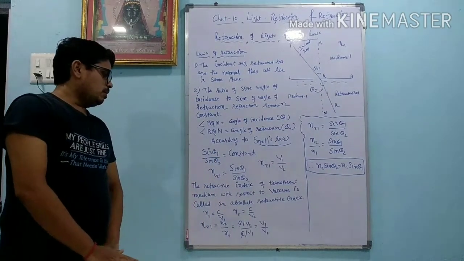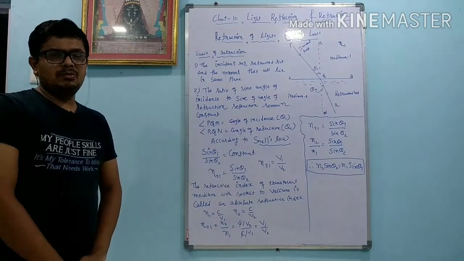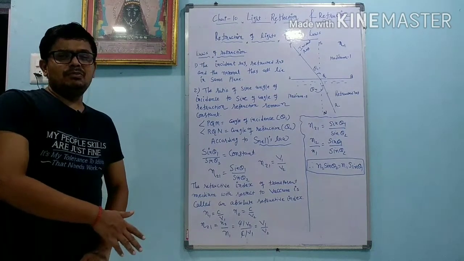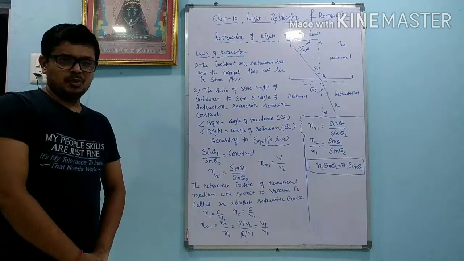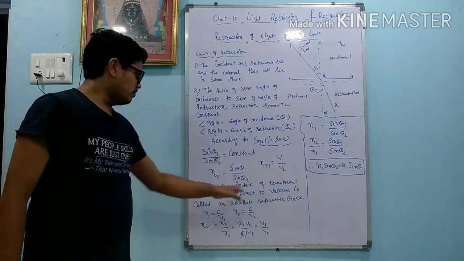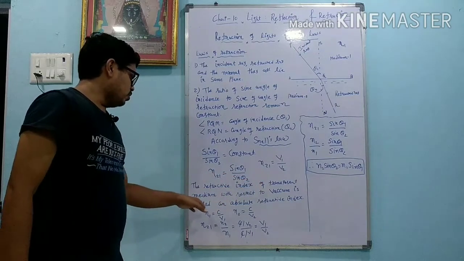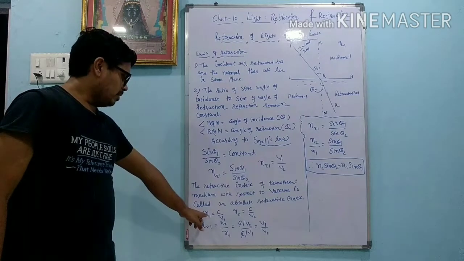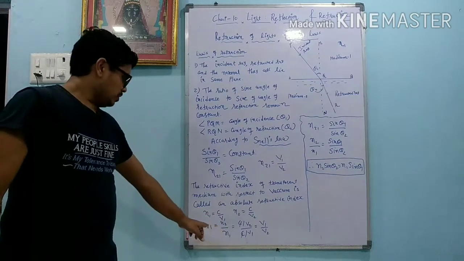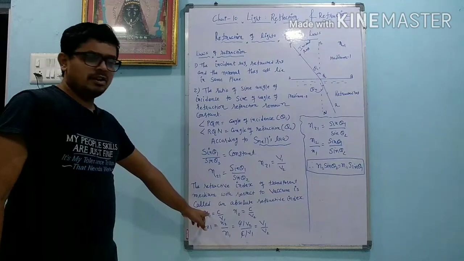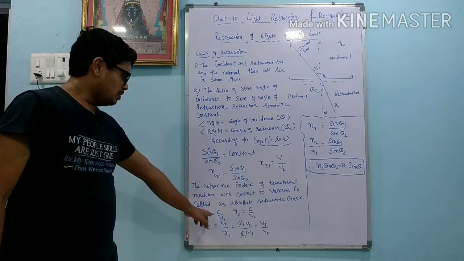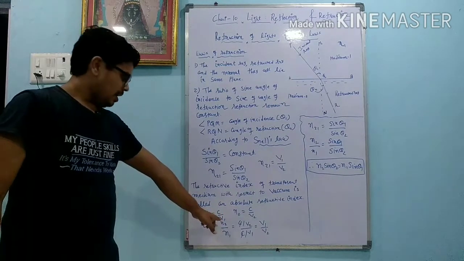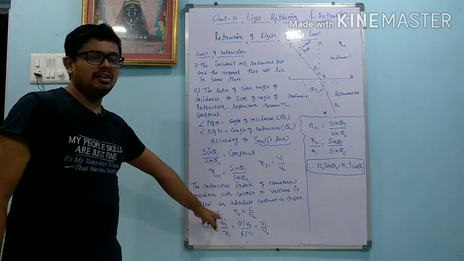Now we will learn about what is called absolute refractive index. Whenever we have to find the absolute refractive index, we have to compare it with the velocity of light in vacuum. So the refractive index of a transparent medium with respect to vacuum is called the absolute refractive index. So eta 1 equals to C upon V1. C is the velocity of light in the vacuum and V1 is the velocity of light in the air.